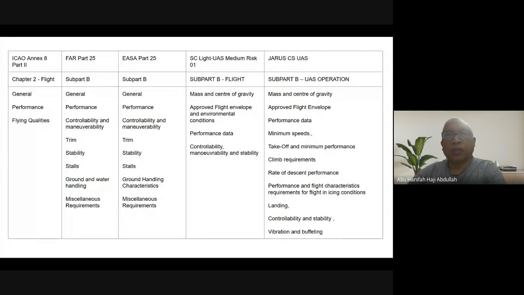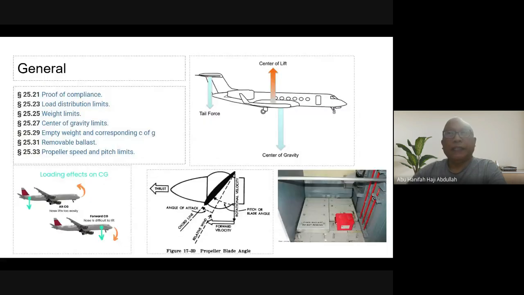Mostly not design, not OEM, mostly repair, mod, or STC. So when you look at genre, there are subtopics. There is 25.21, proof of compliance, 25.23, load distribution limit, 25.25, weight limit, 25.27, the CG, 25.29, empty weight and corresponding CG, 25.31, removable ballast, and 25.33, propeller pitch limit and speed.